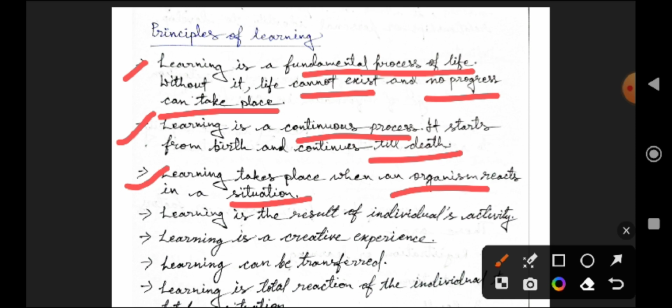Next, learning is the result of an individual's activity. So friends, what is learning? Learning is a result of an individual's activity.